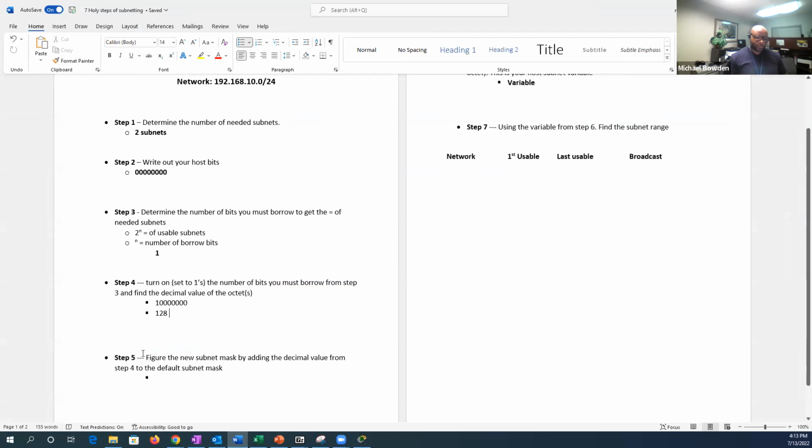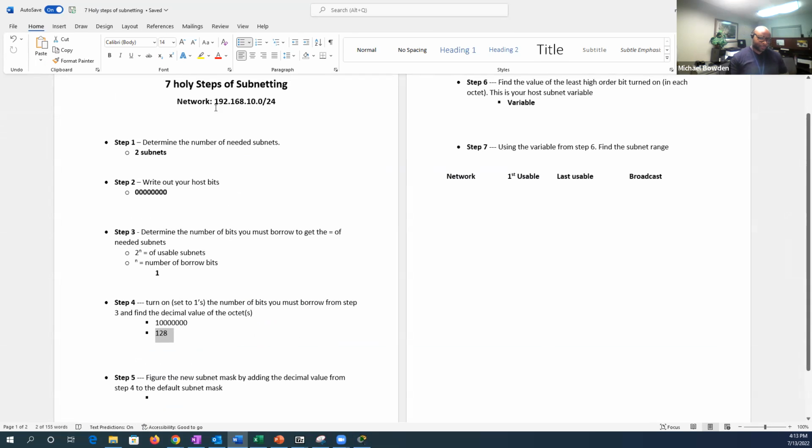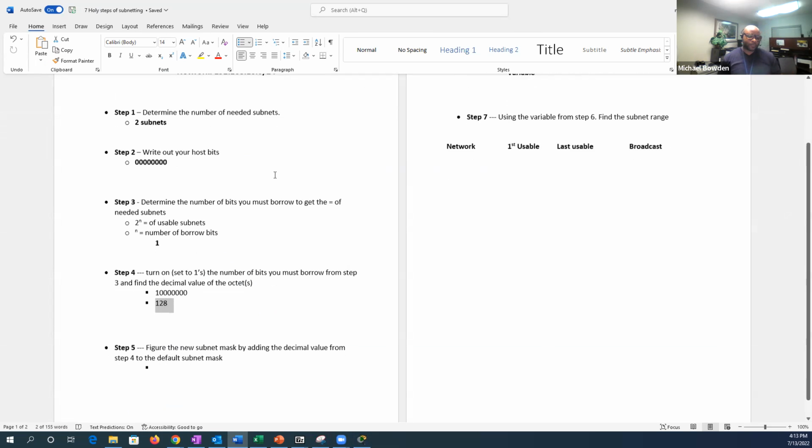So we have that. So now I'm going to figure out my new subnet mask by adding the decimal value from step 4 we have here to the default subnet mask. So our default subnet mask is 255.255.255.0. And we know that because I have the CIDR notation, which is a short form way of writing out that whole subnet mask. I got the CIDR notation of 24 here that lets you know that we have 24 bits turned on.